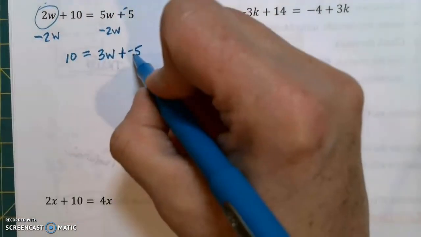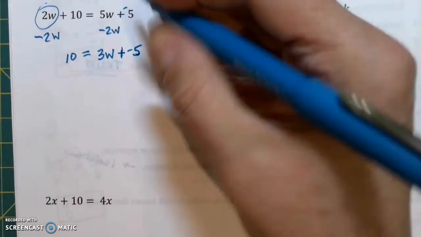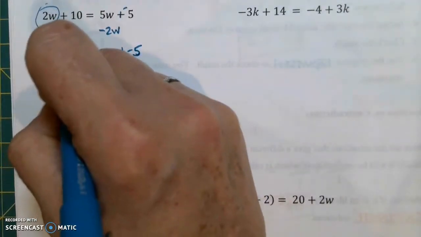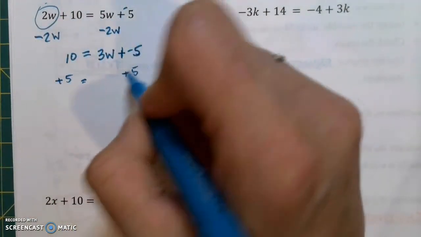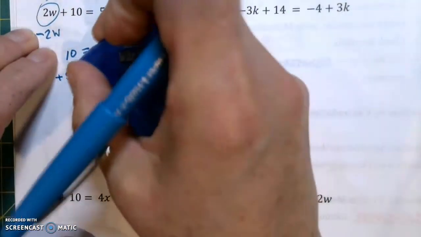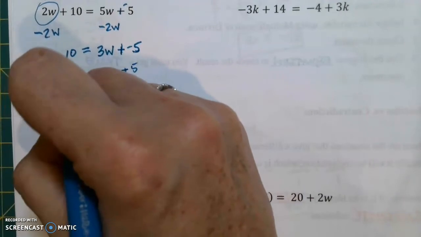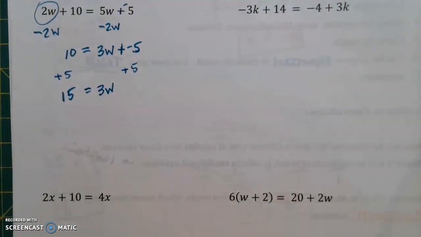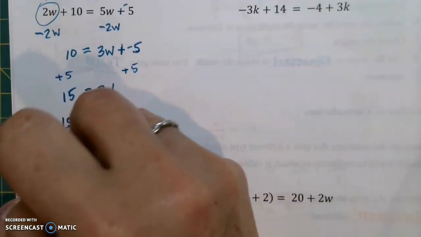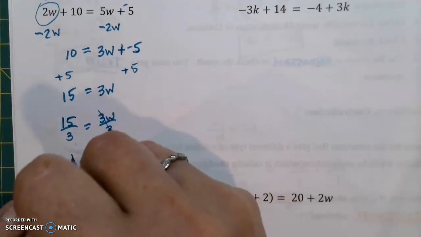And now it looks a lot more like the first one we did, where we're going to want to undo this. So if we add 5 to both sides, then that 3w will be by itself, because negative 5 and positive 5 add to 0. So I will have 3w, and then over on the left would be 15. And then it's back to one of these single-step equations, where I only have to undo one operation to get the w by itself. So we are going to divide both sides by 3. And we'll have w is 5.